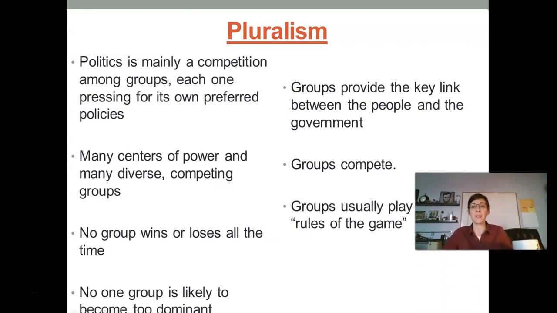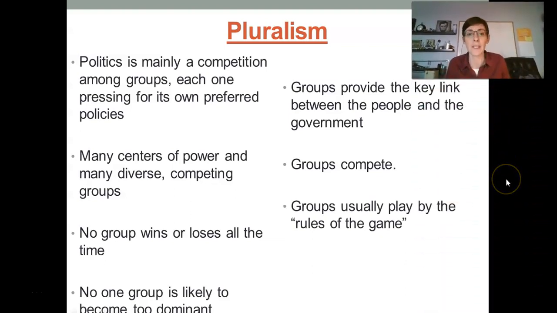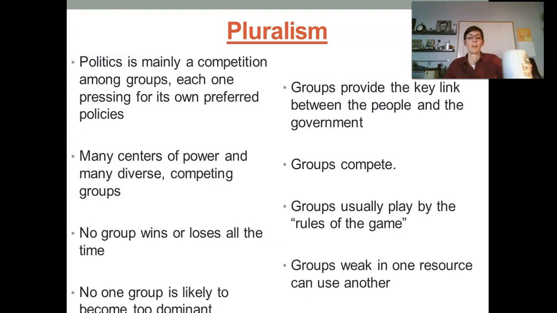Now, this is where pluralism starts to break down a little bit, because when was the last time you saw politically influential groups playing by any rules of any kind? I don't know. And then groups that are weak in one particular resource can use another resource that they are stronger in to achieve their policy goals. This is the idea behind pluralism.